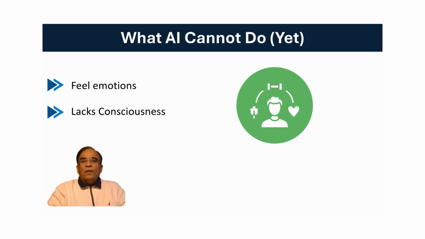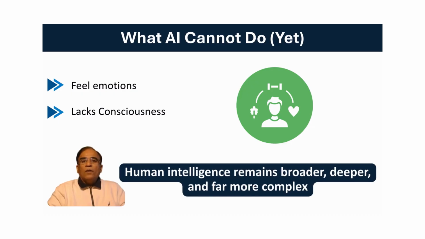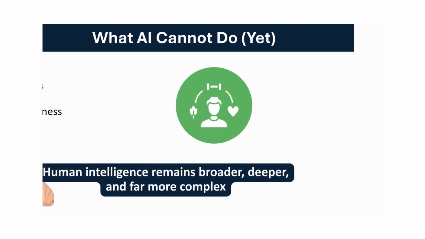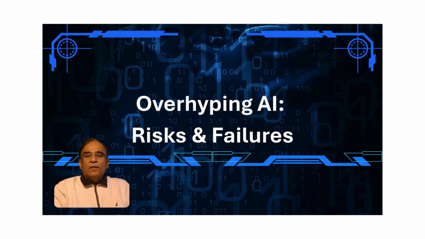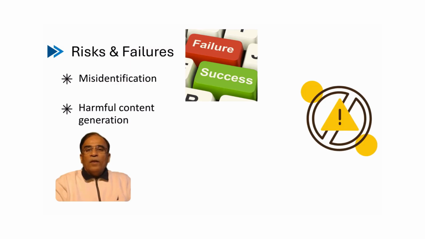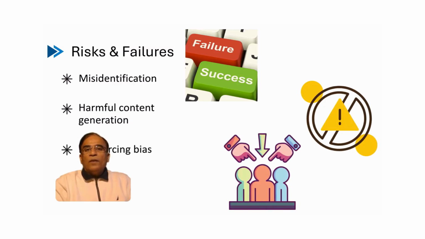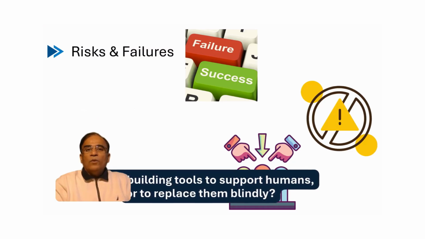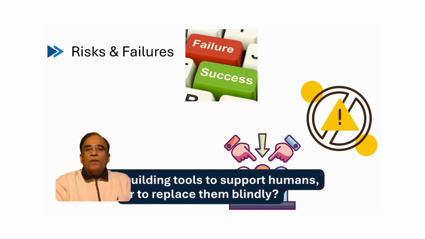In summary, AI is fast, efficient, and task specific, but human intelligence remains broader, deeper, and far more complex. Many fall into overhyping AI risks and failures. Misidentification, like facial recognition errors and biased predictions, show us the danger. These are not system bugs, but they are risks from giving AI too much control. Then, harmful content generation may violate ethics. It can also reinforce bias by learning incorrect data. Hence, we must ask, are we building tools to support humans or to replace them blindly?